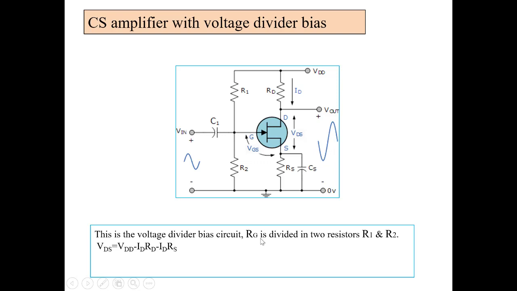This is the voltage divider bias circuit. RG is divided into two resistances, R1 and R2. Finally the output KVL is written like this, and we make the output VDS the subject. If you want a simple way to write the equation, go from top to bottom: VDD minus IDRD minus VDS minus IDRS, because the same current flows from top to bottom. We assume that ID equals IS. So you just have to make VDS the subject.